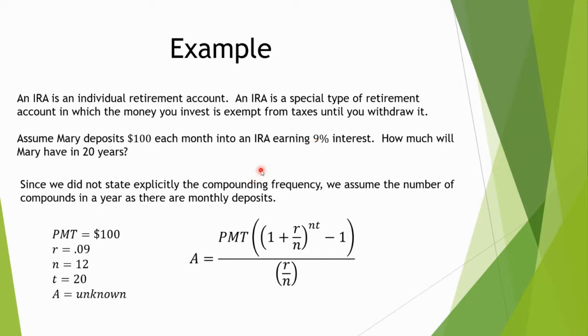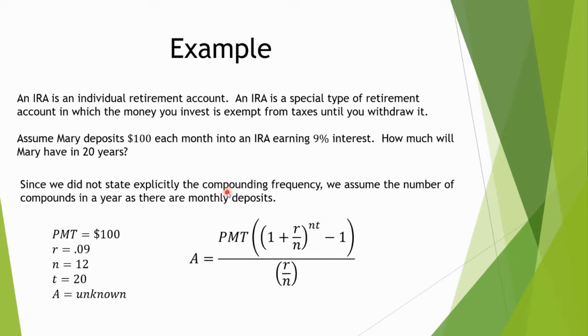Now notice we didn't state the compounding frequency. But again, based on this chapter, we're assuming it's the same frequency as how often you make deposits, the same as the number of deposits there are. So in this case, it's going to be monthly since we're making monthly deposits.